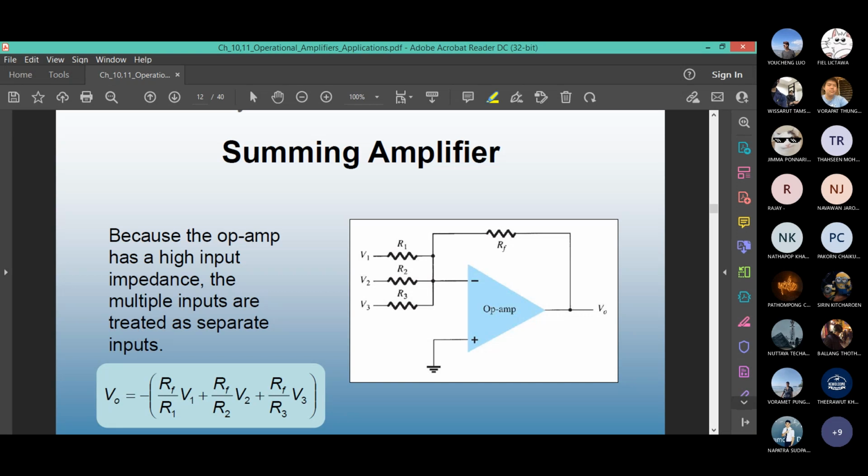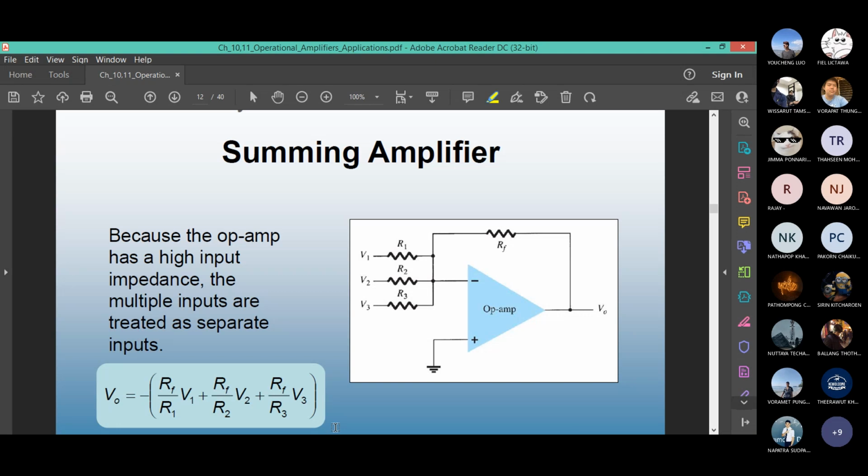If you ignore V2 and V3 and just focus on V1, the output is minus RF over R1 times V1. Now you ignore V1 and V3, focus on V2. The output is minus Rf over R2 times V2, and the third one, ignoring the first two, the output will be minus Rf over R3 times V3. And then you add them all together. You can take the minus sign out of the bracket. This is the form of the equation.